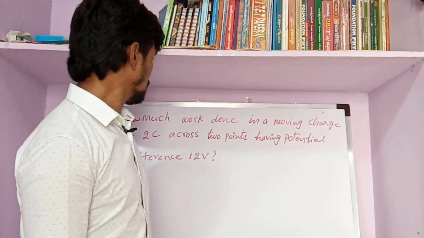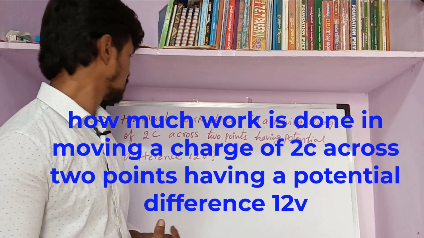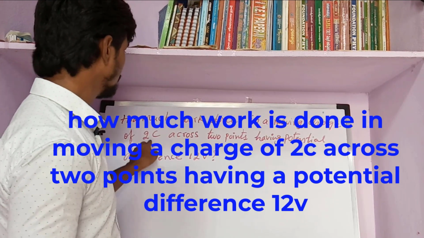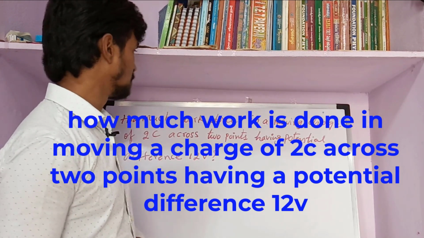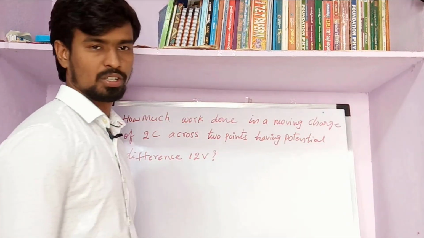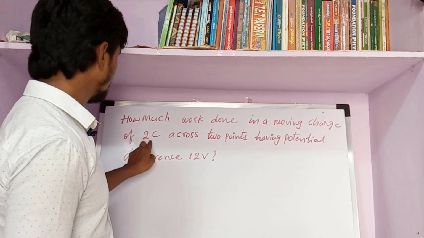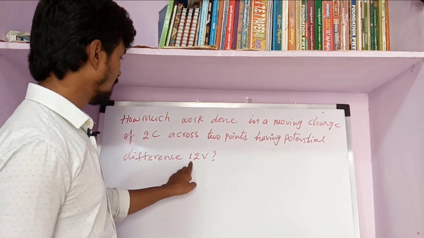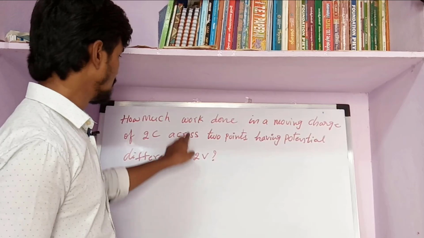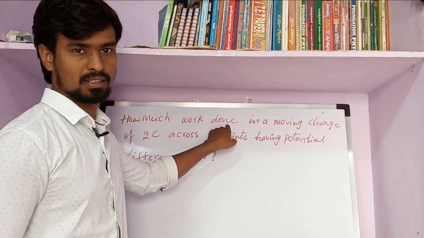Now time for numericals. The question is, how much work is done in moving a charge of 2 coulomb across two points having a potential difference of 12 volt? He gave the charge and potential difference. We need to find the work done.